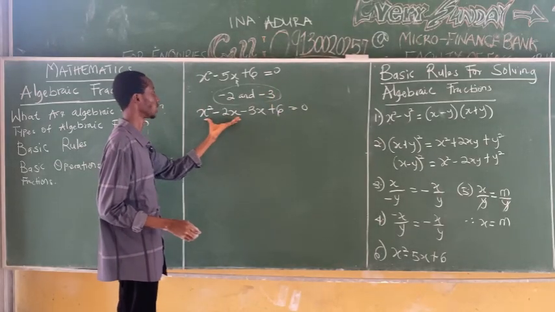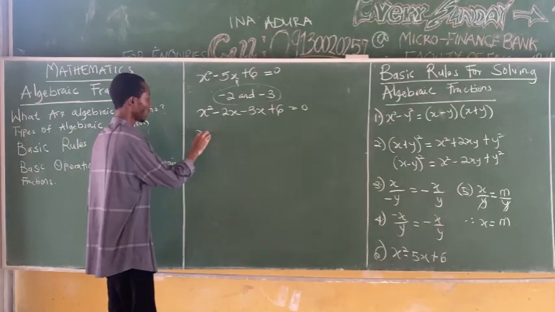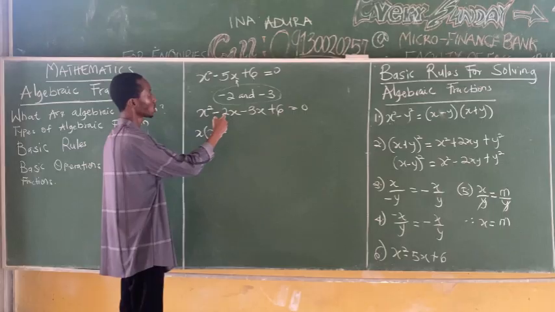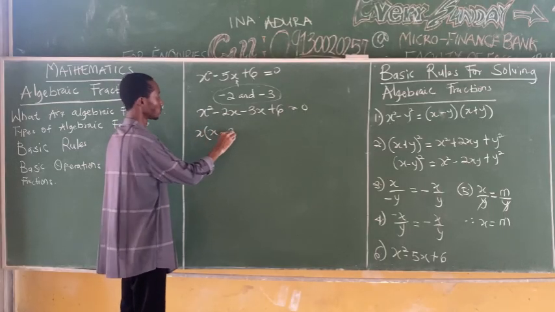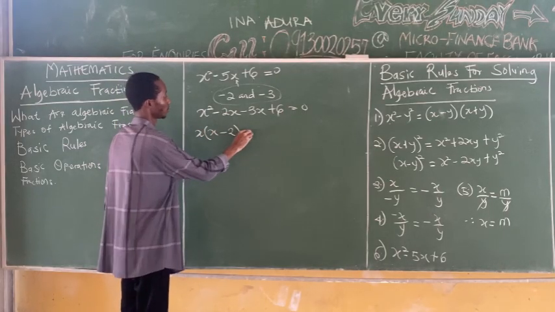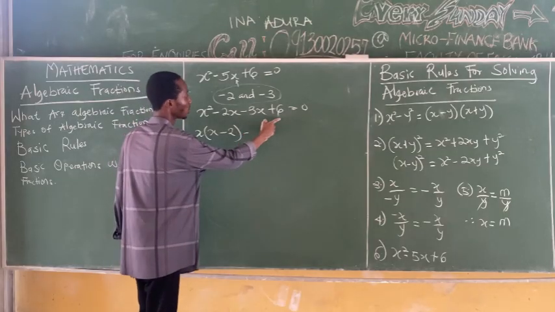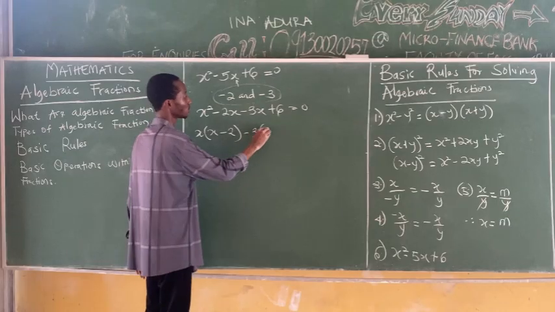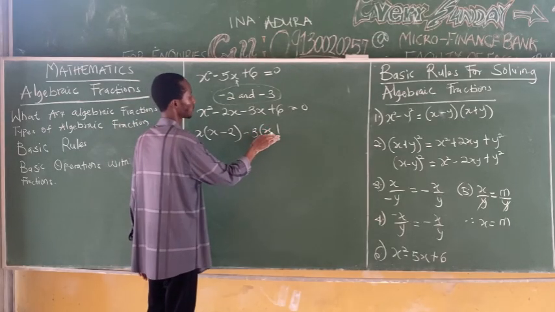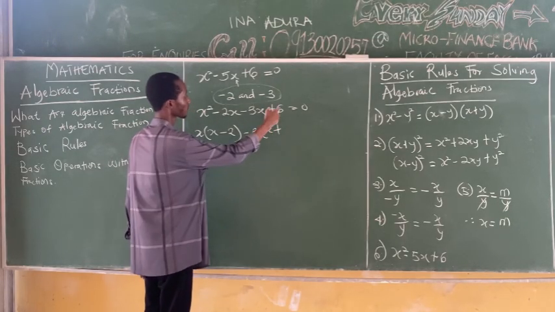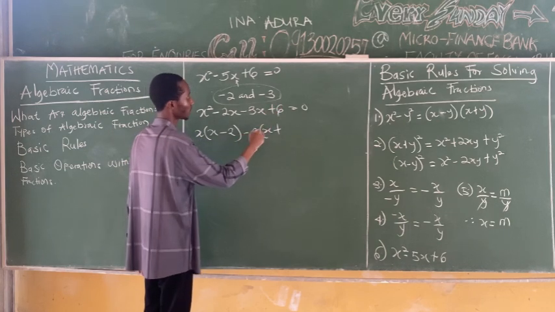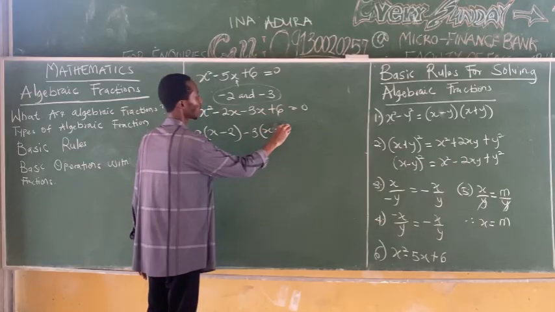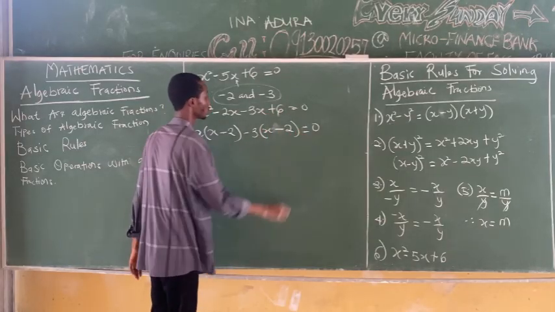There's something common here. Here we have x. x squared divided by x, you have x; minus 2x divided by x, you have minus 2. Then minus 3 is common here. If you factorize this, 3x divided by 3, you have x, and minus 6 divided by minus 3, you have plus 2... sorry, this is minus 6 divided by minus 3, you have 2. This is equal to 0.